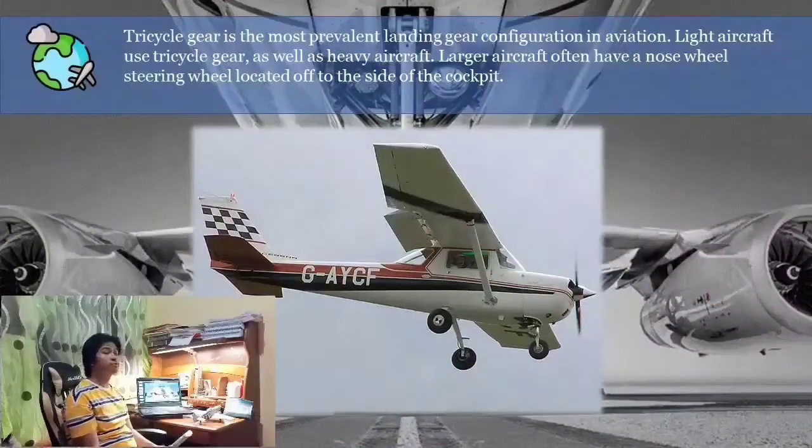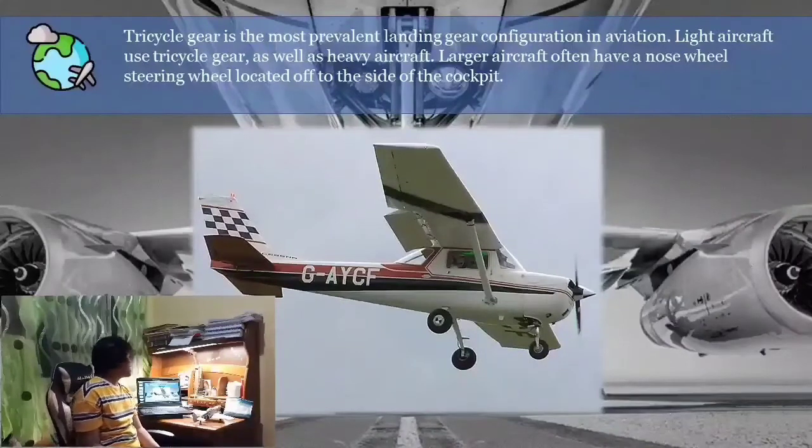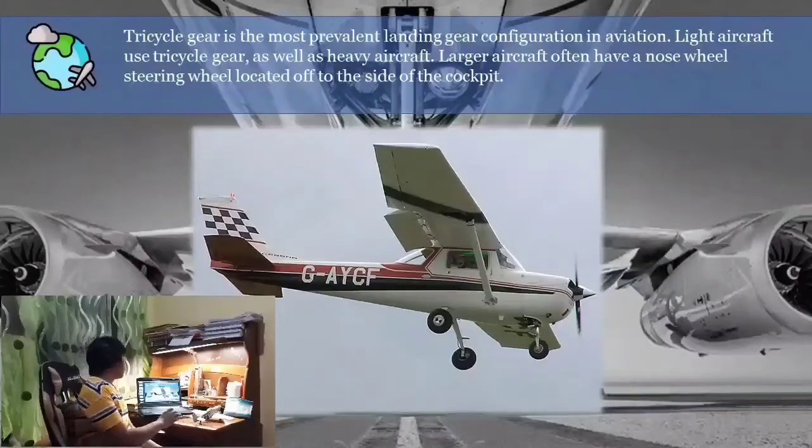Tricycle gear configuration. Tricycle gear is the most prevalent landing gear configuration in aviation. Light aircraft use tricycle gear as well as heavy aircraft. Larger aircraft often have a nose wheel steering wheel located off to the side of the cockpit.